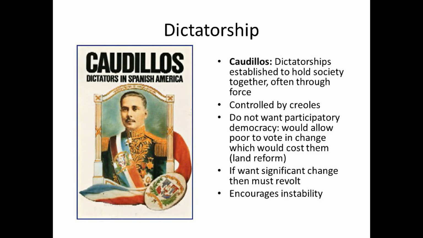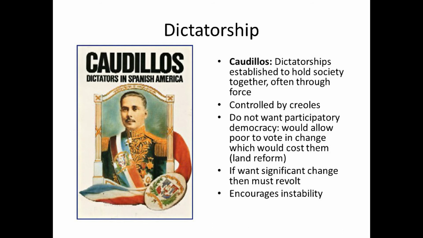And of course they do not want participatory democracy, right? They will sometimes have a kind of show democracy, but the Creoles, the caudillos, do not want true democracy, because that would allow the poor to vote. If the poor get to vote, they're going to vote for change. They're going to vote for land reform, which would hurt the Creoles. So the Creoles do not want to give the right to vote to the mestizos, the people of African descent, and the native peoples, because if they had the right to vote, they would vote for economic change. They would vote for land reform.